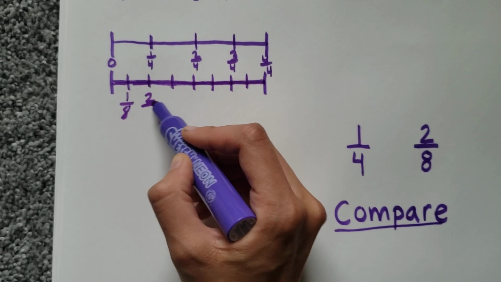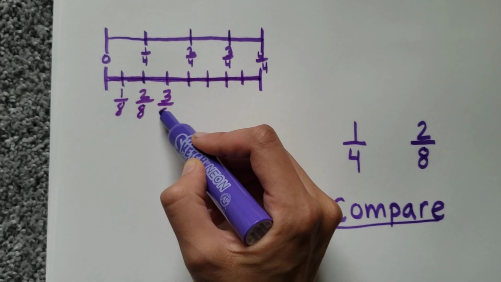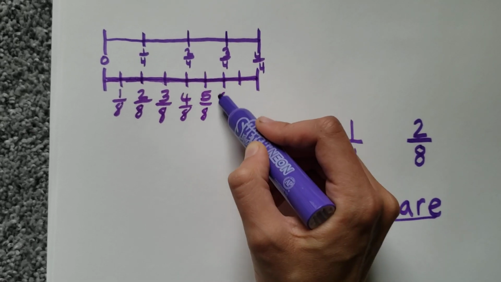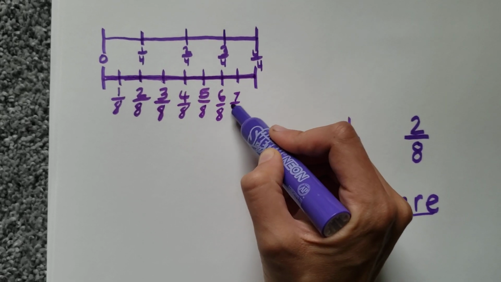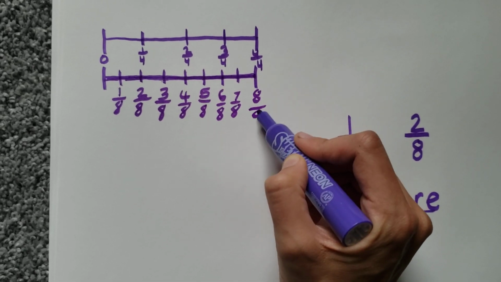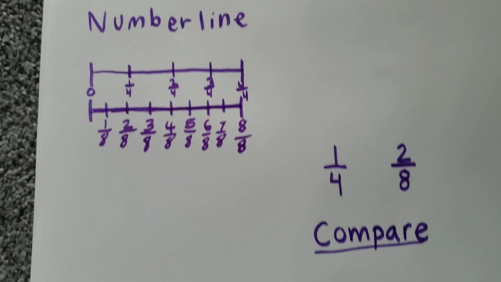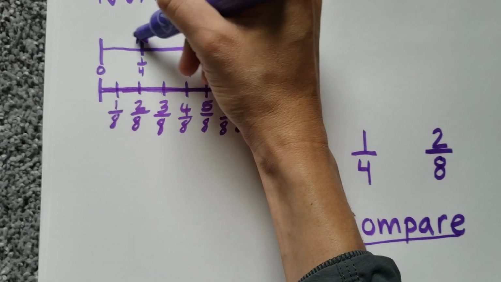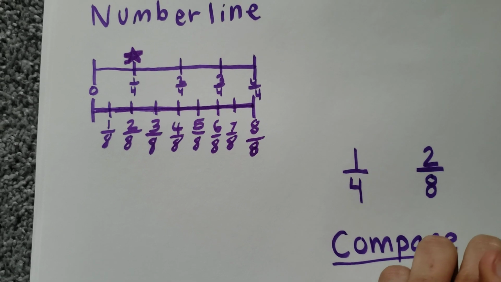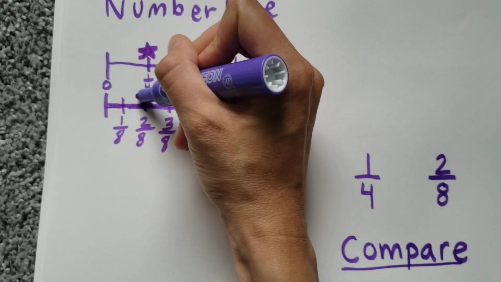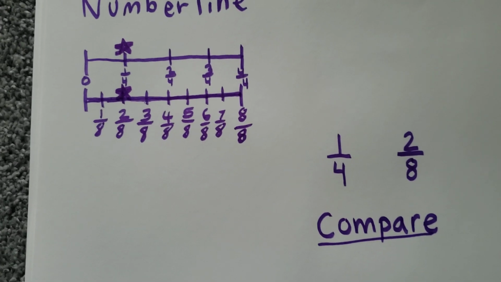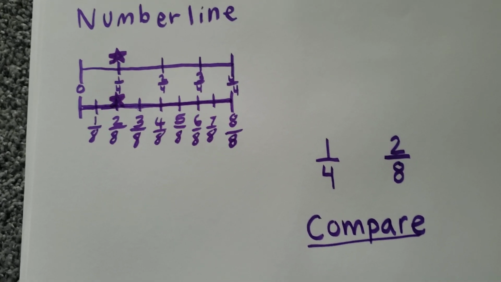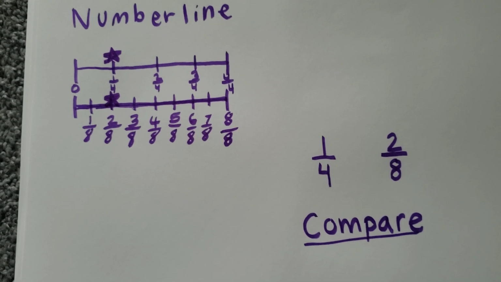1/8, 2/8, 3/8, 4/8, 5/8, 6/8, 7/8, 8/8. That's a whole. Now when I'm comparing, I want to go ahead and put a star at 1/4. And I'm going to look at the line carefully and put a star at 2/8. It's hard for me to tell which one is bigger. They actually almost look the same.